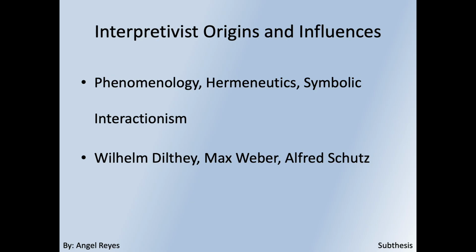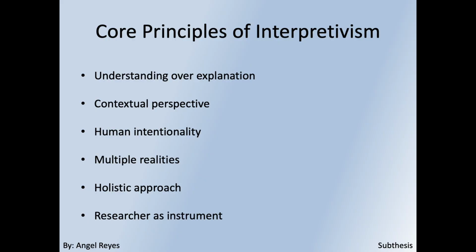Key figures in developing interpretivist thought include Wilhelm Dilthey, who argued for distinct methods for the human sciences, Max Weber, who introduced the concept of Verstehen, or understanding, and Alfred Schutz, who connected phenomenology to social science research. These core principles distinguish interpretivist approaches.